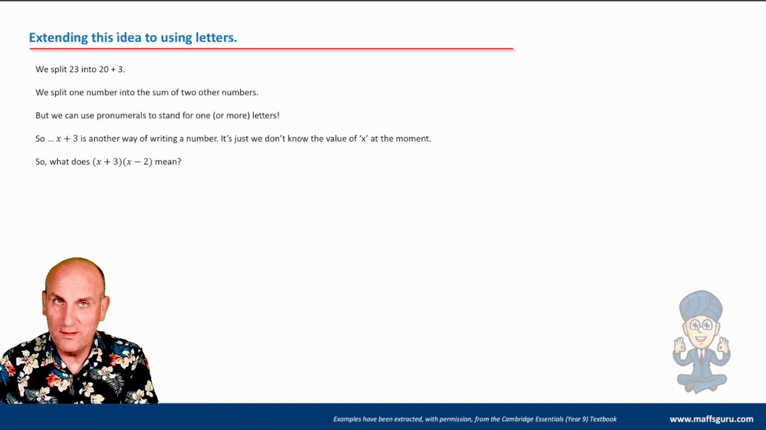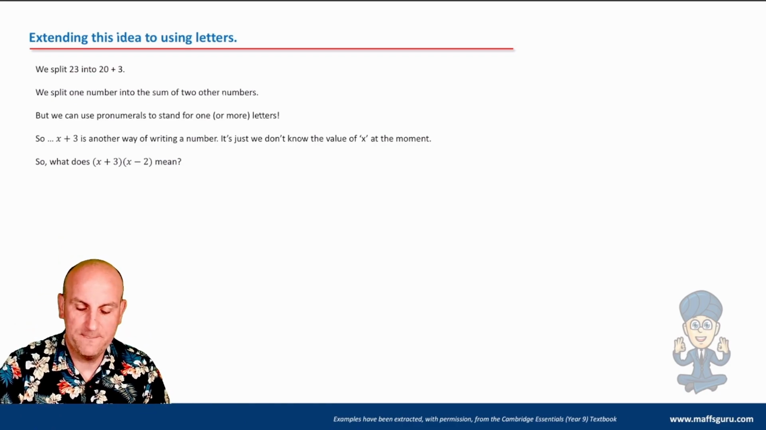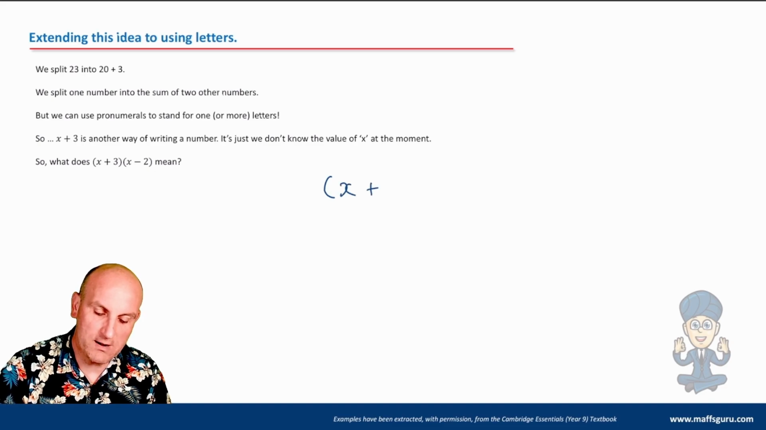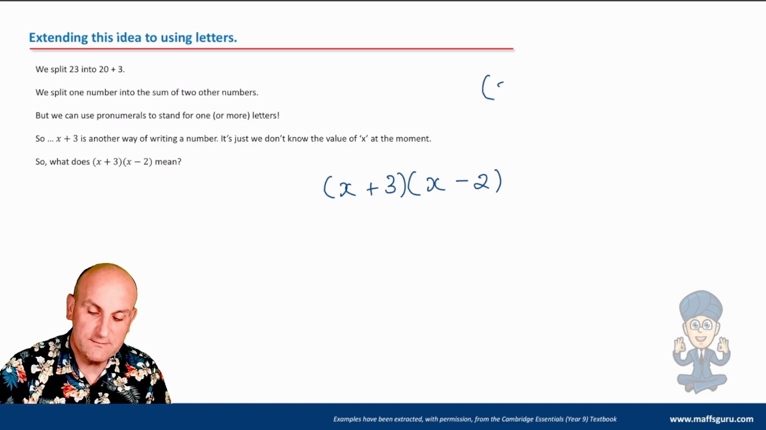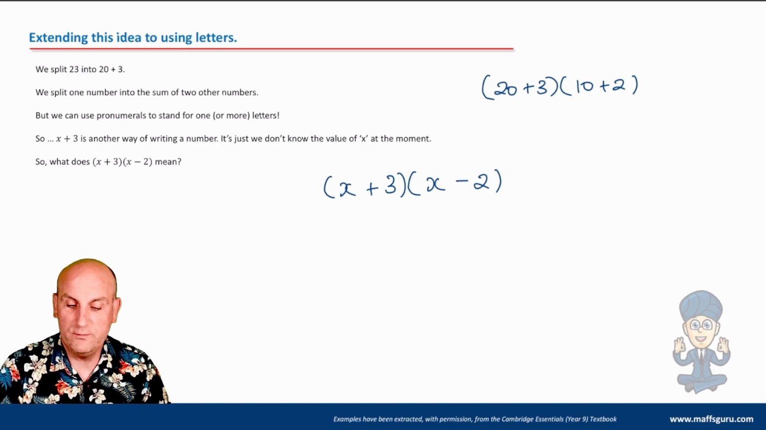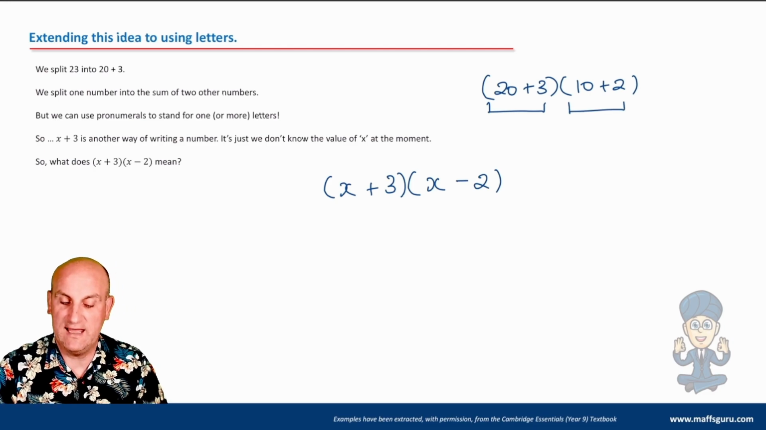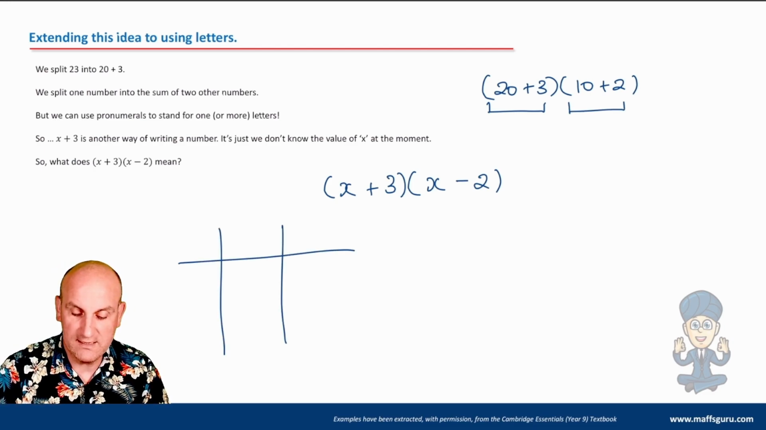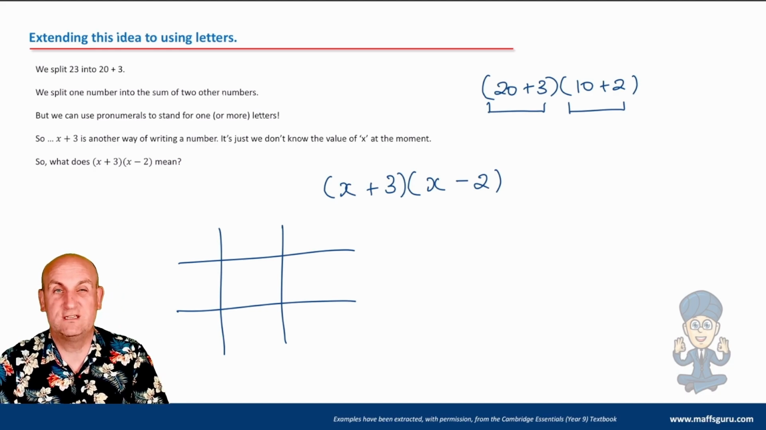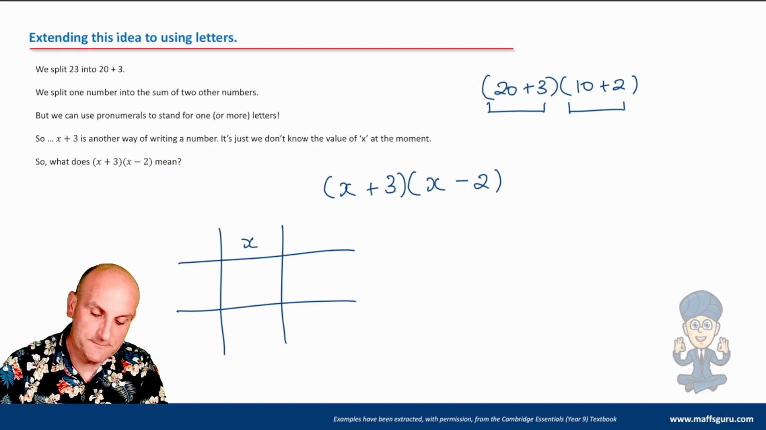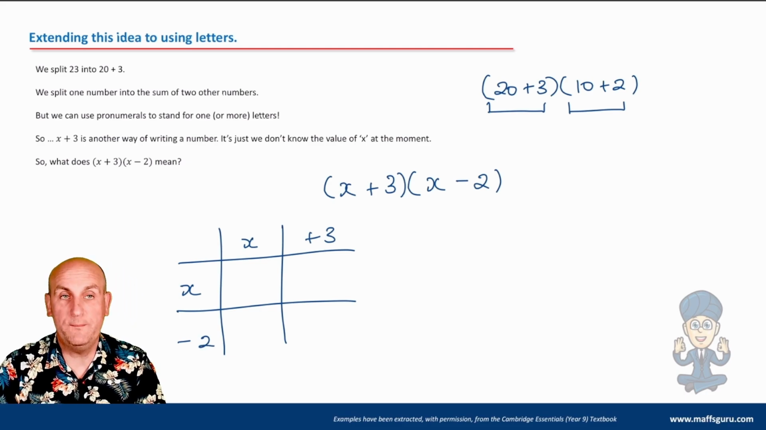And so, if we use the basic idea, if we had x plus 3 multiplied by x minus 2, well, this looks very similar to 20 plus 3 times 10 plus 2, yes? And what did we do? Well, because we had two things that were added together in the brackets and two things that are added in the brackets, we could create that grid. Well, so can I create the grid to do this, x plus 3, x minus 2? Absolutely. I can split this into x plus 3 and x minus 2 there. All right, we can copy that minus sign in.